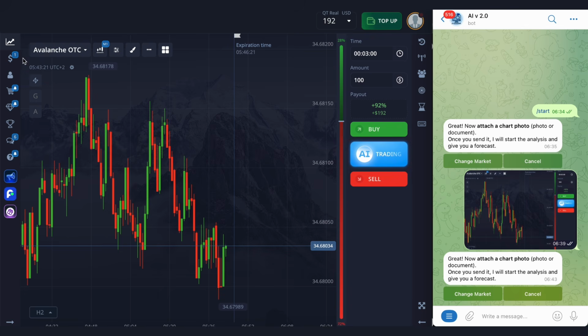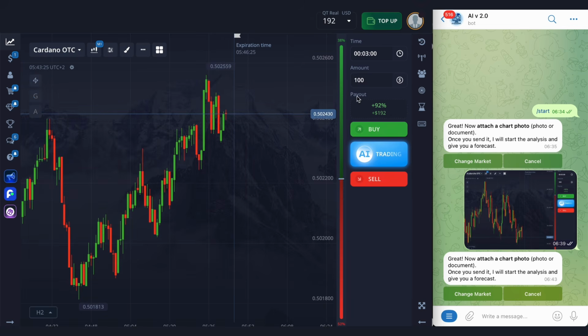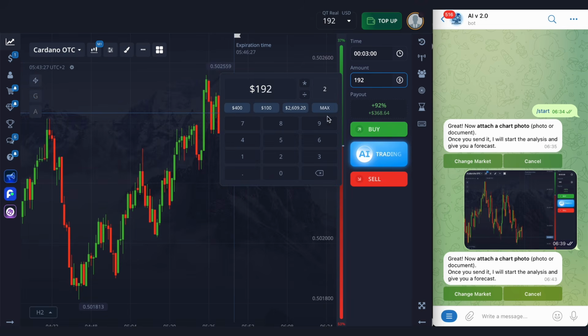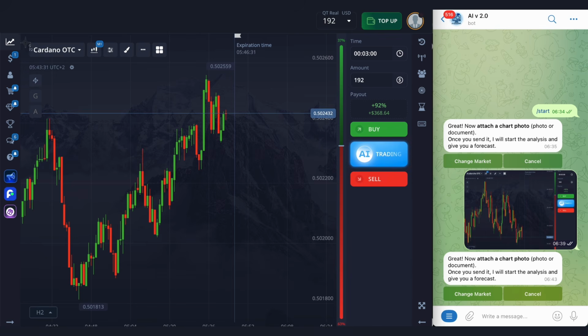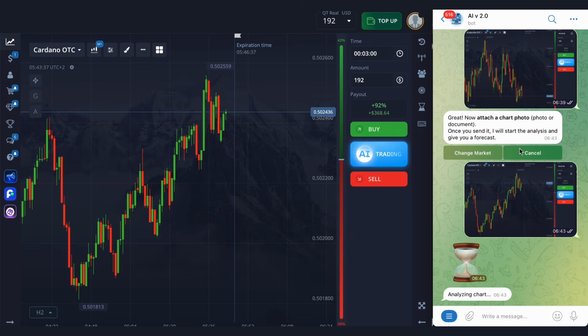Let's go ahead and hit the market with our next trade, which is going to be on Cardano OTC. I'm setting my account on maximum because we are scaling up. Let's take a very nice screenshot of Cardano OTC, ladies and gentlemen, and attach it to our AI screener. As we wait and see, it says it's going to start analysis and give us a forecast. So what is it going to be, ladies and gentlemen?